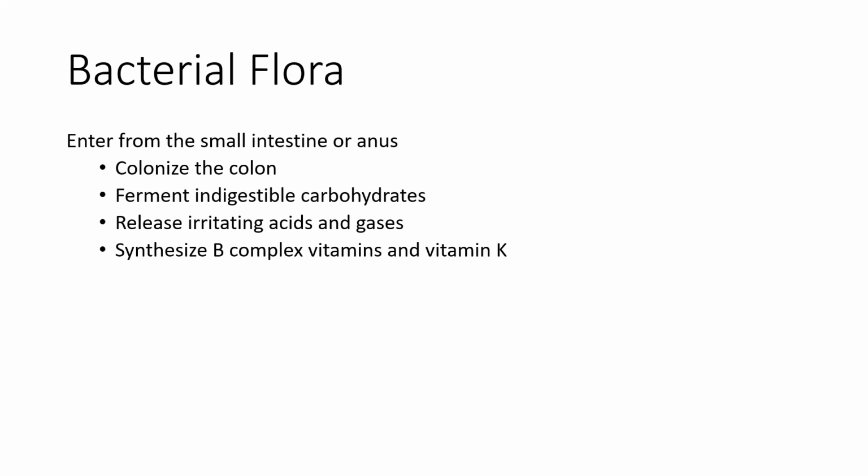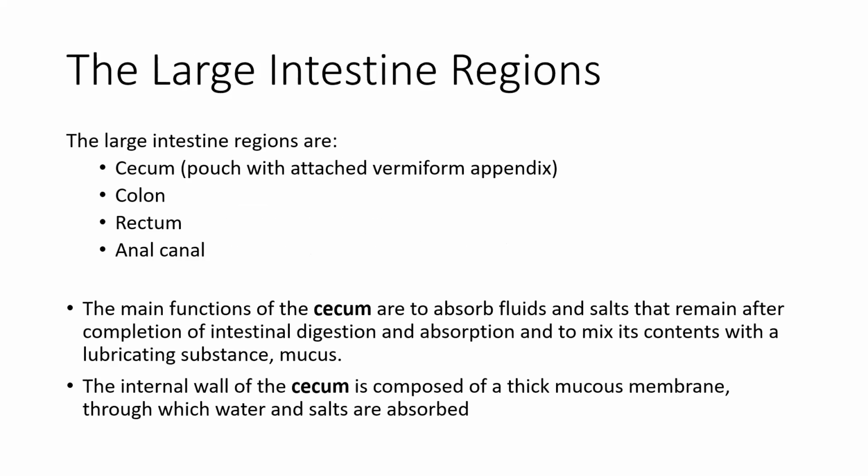Now in the colon, this is where we're going to produce vitamin K, and we're going to produce a lot of our B complex vitamins. Remember, B12 comes in through our food and gets absorbed by intrinsic factor, but other B vitamins are produced in the colon, thanks to our bacteria. So even though it's indigestible, we still get a lot of use out of it.